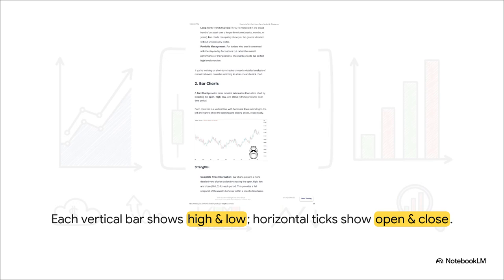And here's how it pulls that off. Each vertical line you see represents the full trading range for the period. The very top is the high, the very bottom is the low. Then you've got these 2 little horizontal ticks. The little tick on the left side is the opening price, and the tick on the right is the closing price. It's all right there in one simple bar.